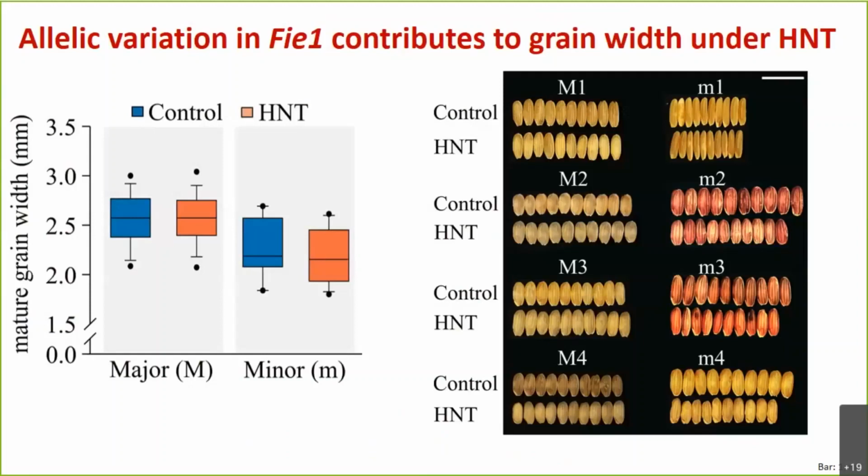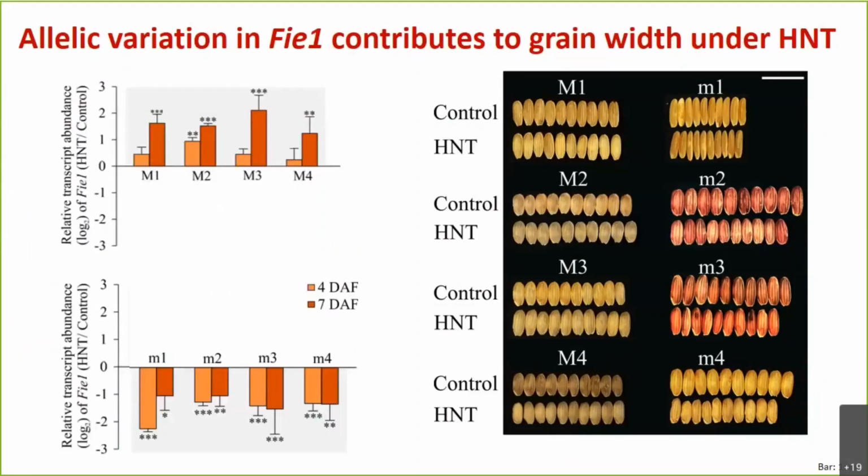So for further validating our results, we took 4 major and 4 minor allelic accessions, and we did the HNT treatment again and examined their grain length and width. And to our surprise, you can see that the major allelic genotypes have more seed width and seed size as compared to the minor allelic ones under the HNT conditions. So that raised the question of what could be the probable reason.